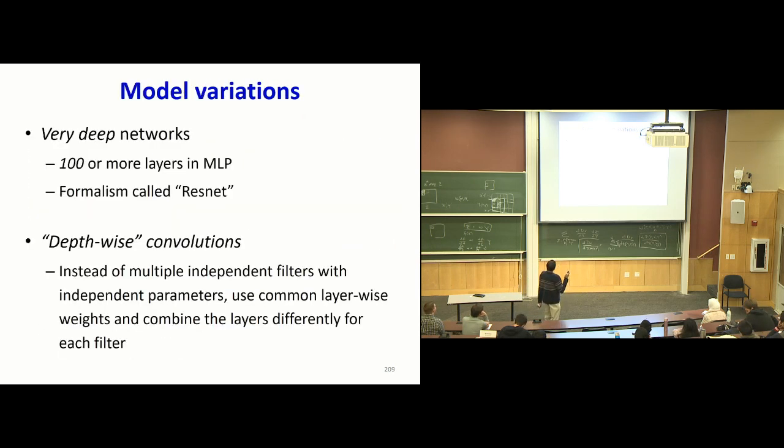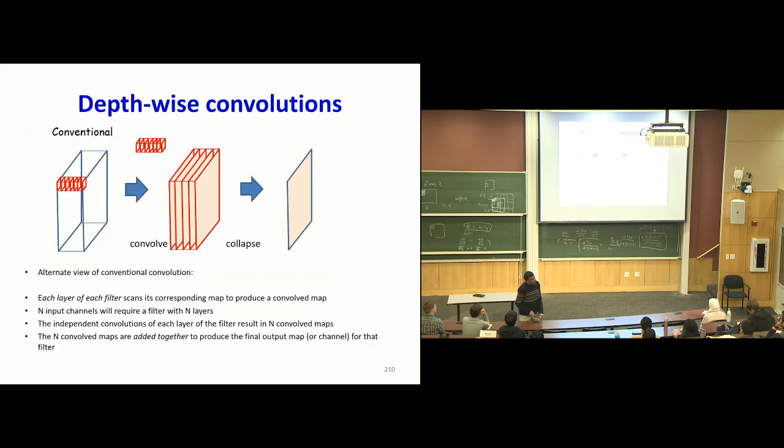Nothing really changes. Other variations, you can have very deep networks, 100 or more layers in an MLP. This is a formalism that we've called the ResNet. You're all familiar with this by now, right? Something that you will actually deal with is depth-wise convolutions. Depth-wise convolutions are going to turn up in homework too. Instead of multiple independent filters with independent parameters, use common layer-wise weights and combine the layers differently for each filter. This was the MobileNet. And if you haven't actually worked with MobileNet yet, you should be working with MobileNet for your homework too, right? So this is what the model is.